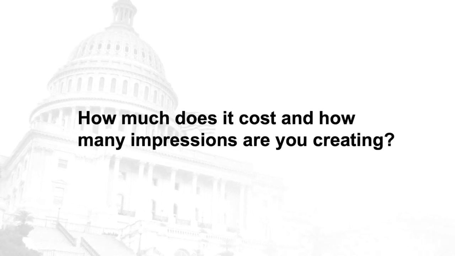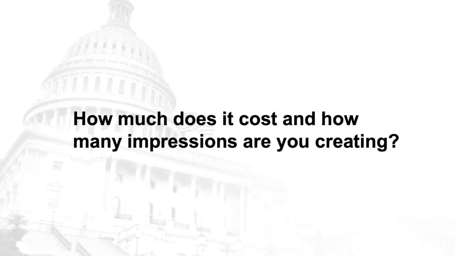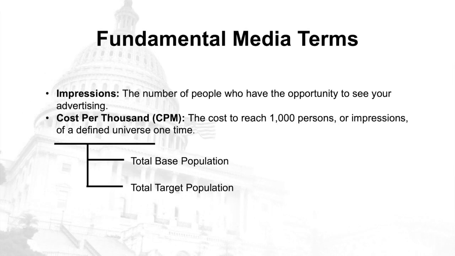How much does it cost, and how many impressions are you creating? First, start with the basics. What is an impression? It's the term advertisers use to quantify the number of people who have the opportunity to see your advertising. One standard measure of impressions is a cost per thousand, or CPM, which is the cost to reach 1,000 persons of a defined universe one time.